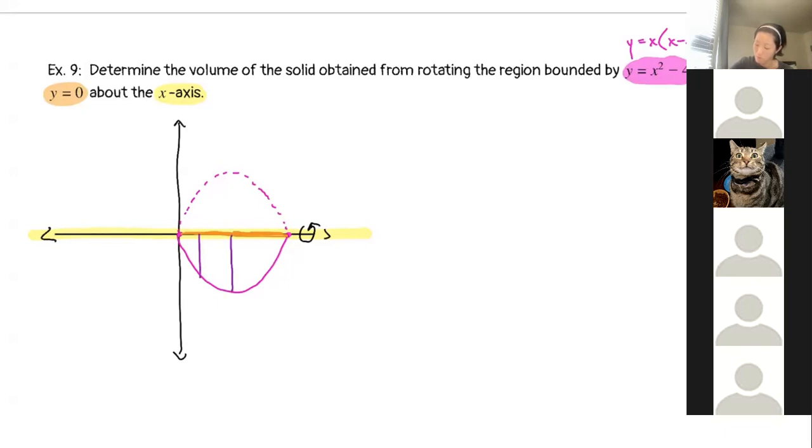Orange, pink, orange, pink, orange, pink. Each of these purple lines represents a radius, right? Every single purple line is a radius. And let's try this with a few numbers. At x equals 2, what does the radius equal?